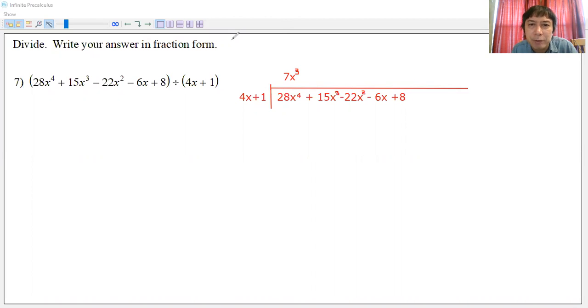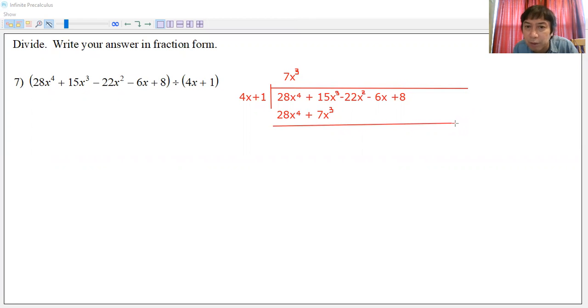Next is multiplication. We will have 28x to the 4th. We're now doing the multiplication. 28x to the 4th, and then followed by 7x cubed times 1 is 7x cubed, positive. So this is 7x cubed. And that's it, we're done with the multiplication.